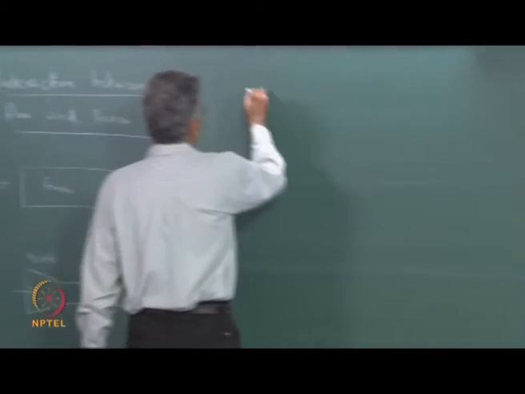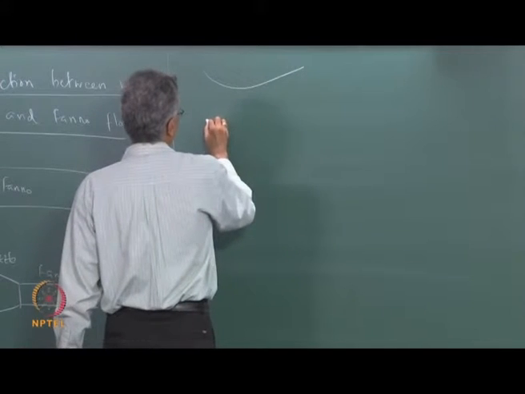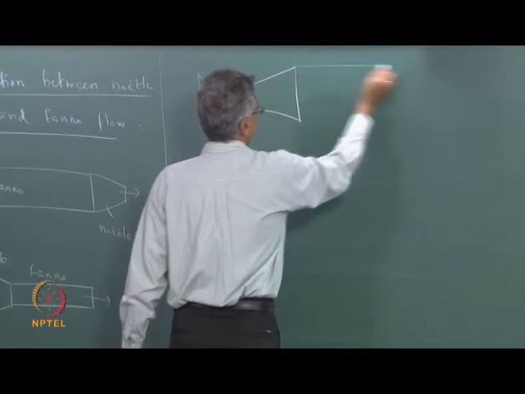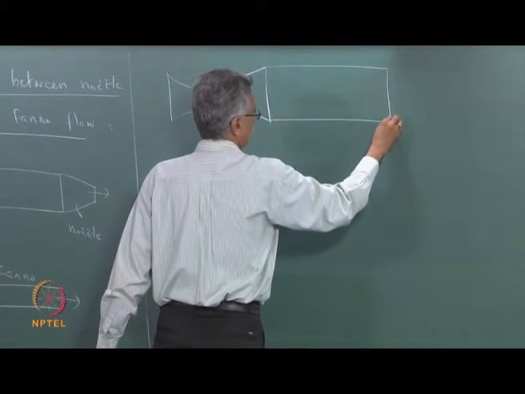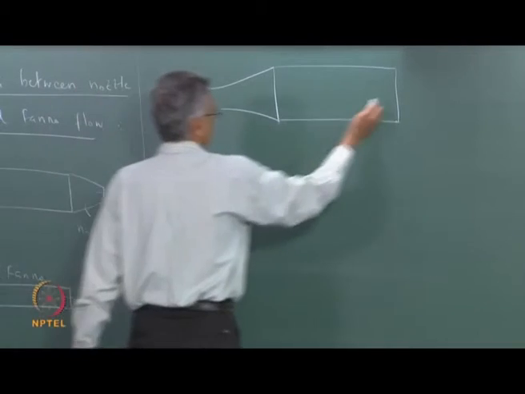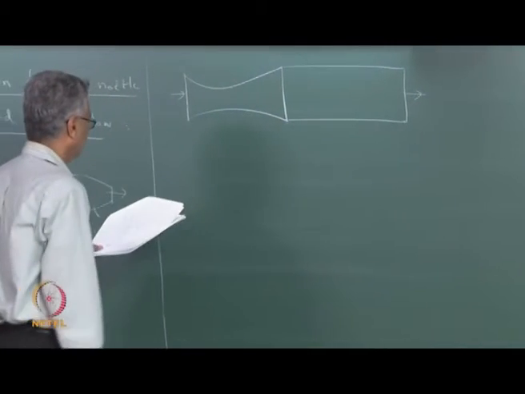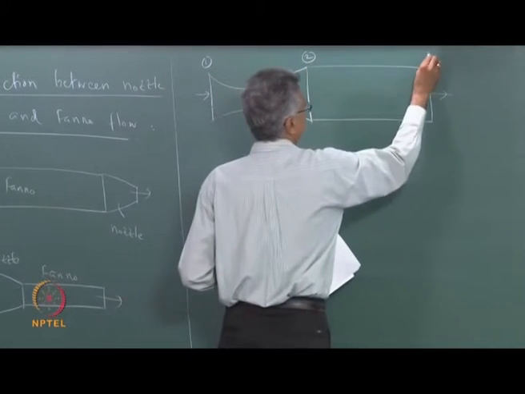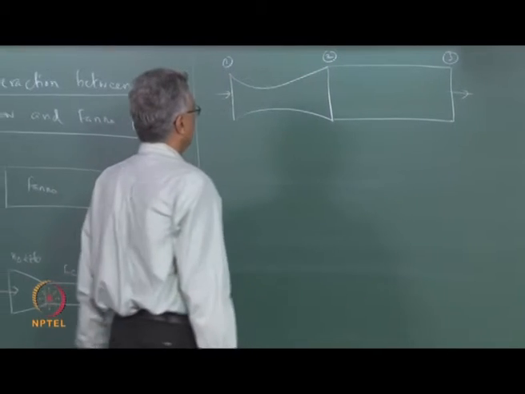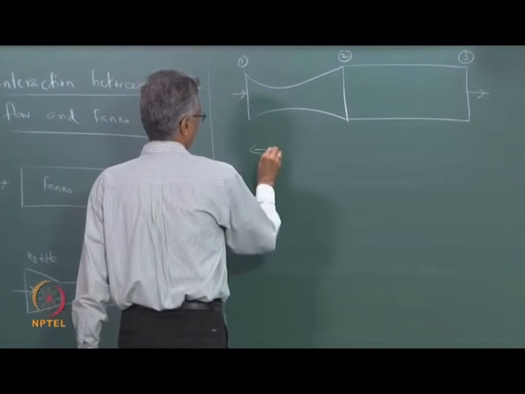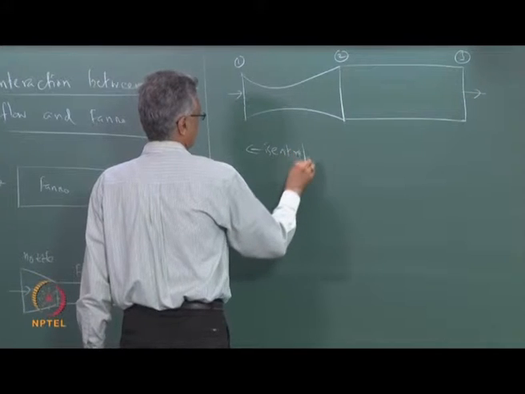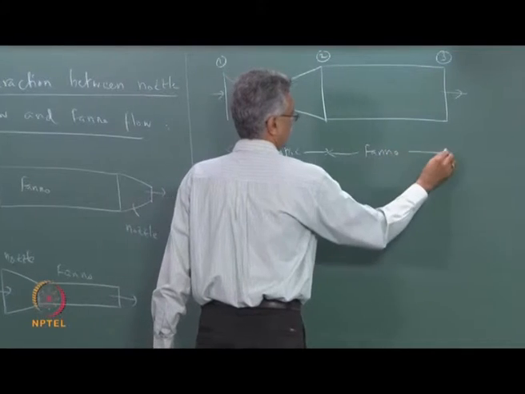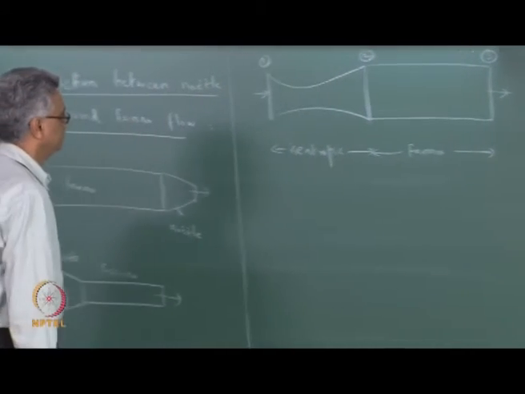So, the situation that we are looking at is something like this. We have a convergent divergent nozzle which precedes a duct or a pipe. So, we have a duct or a pipe which looks like this. We have flow entering this way and exiting this way. Let us label this as section 1, this is section 2, and this is section 3, and the flow is isentropic in the nozzle part, and we have fanno flow in this part of the domain.